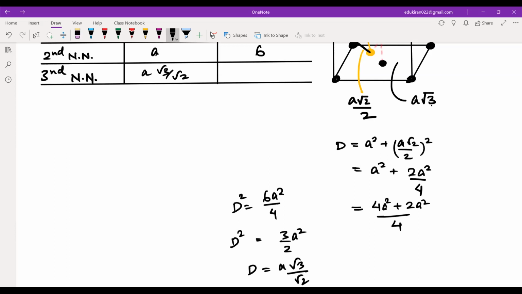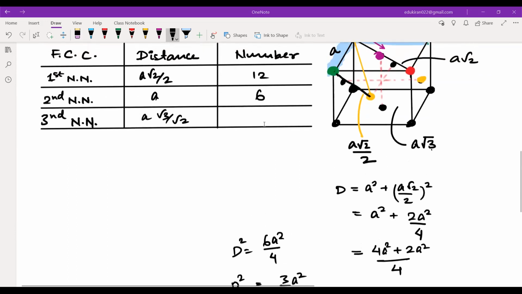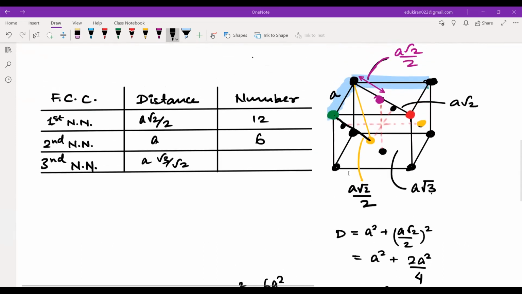√3/√2. Okay. Now the issue is, how many of this kind will there be? Tell me. How many atoms of this type do you think there will be? So you will have this yellow atom, and there will be this yellow atom. So these three will be there in one unit cell, correct? Okay, this will be there in one unit cell.